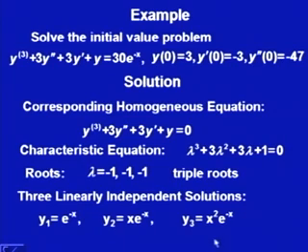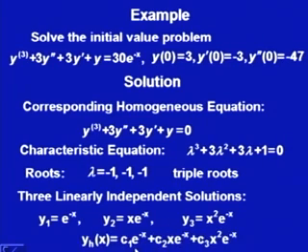These are three linearly independent solutions. So, y_h would be C1 e to the power minus x plus C2 x times e to the power minus x plus C3 x square e to the power minus x. Now, we see the right hand side is of this special form, 30 e to the power minus x.